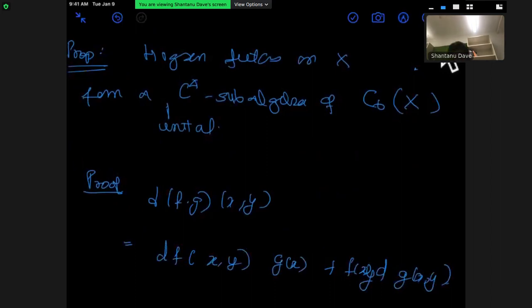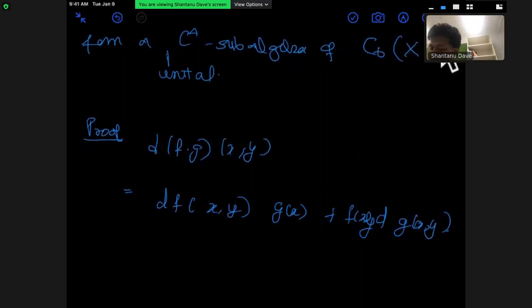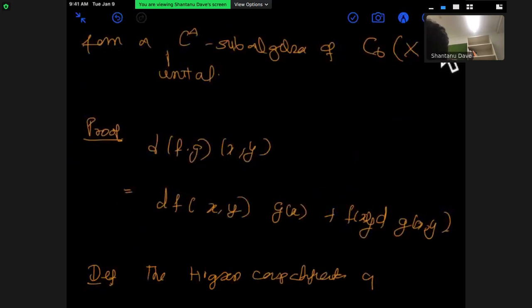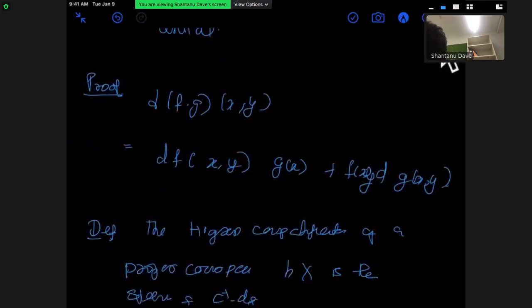So the differentials, if they become C0 and the other thing is bounded, the multiplication of a bounded and a C0 function is C0. This is basically saying that the product of two Hickson functions is a Hickson function. All right, so that's our definition. The Hickson compactification of a proper coarse space, denoted by hX, is the spectrum of the C-star algebra of Hickson functions.